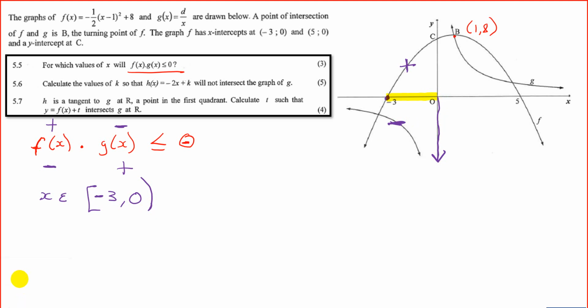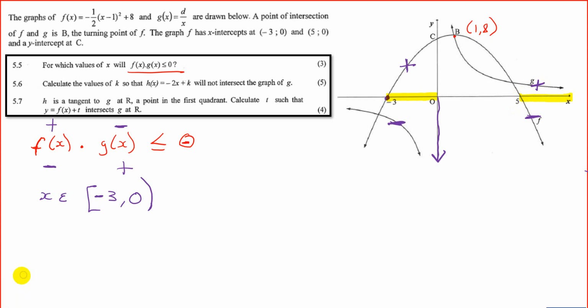is if we look at the graphs again. You'll notice that from 5, the parabola is negative. But if you look above the x-axis, the g graph, which is the hyperbola, is positive. So there's your other solution. So the other solution is actually running from 5 going on to infinity.